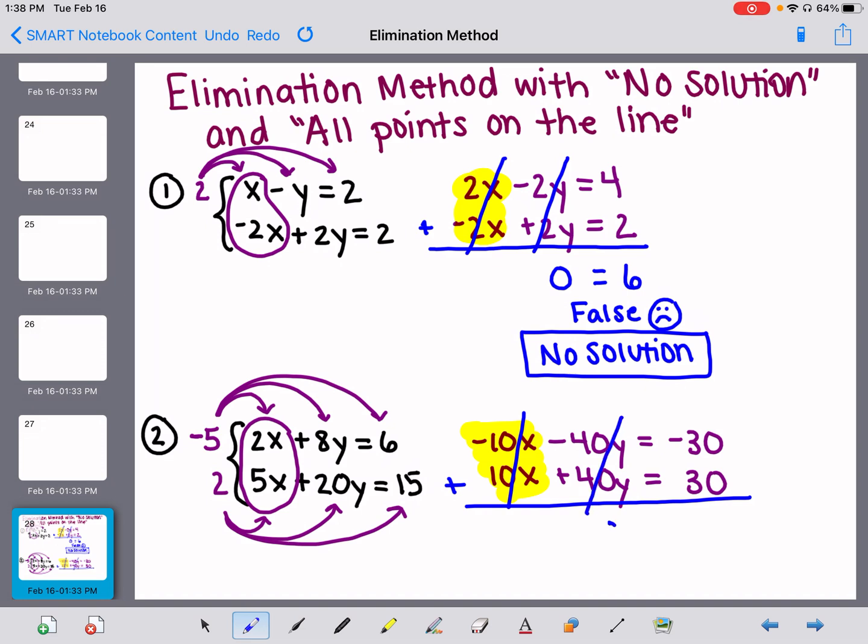So on the left-hand side, we have 0. And then negative 30 and positive 30, that also eliminates. So all we have left on that side is also 0. So 0 equals 0. This is a true statement. And when we have true statements, we are going to say all points on the line.